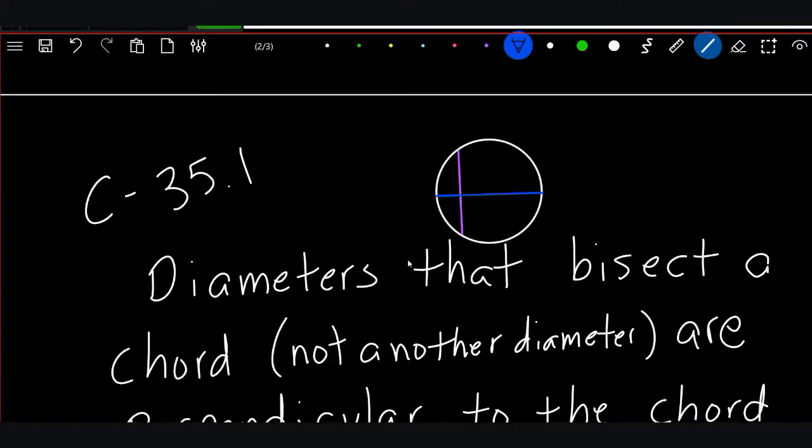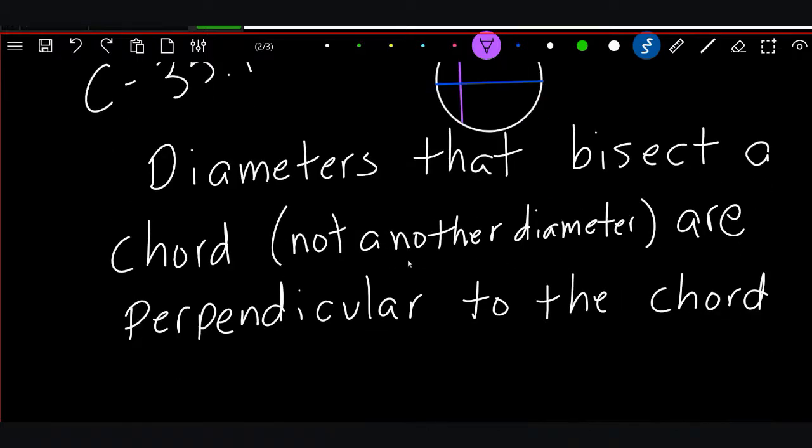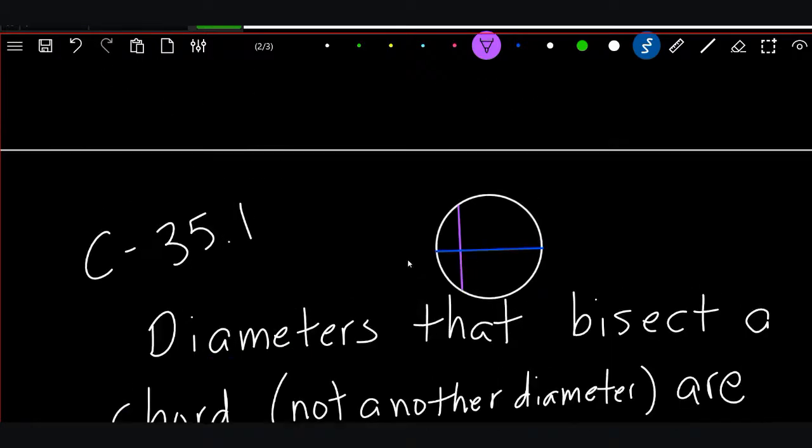So again, if we're doing proofs, this is something that's very important. As soon as we determine that that is a bisector, that's a chord, that's a diameter, that's bisected, the other thing that we can tell is that it's perpendicular. What does that mean? It means that I now have a right angle right there on both sides. That whole thing is a right angle. So what is that going to tell me?